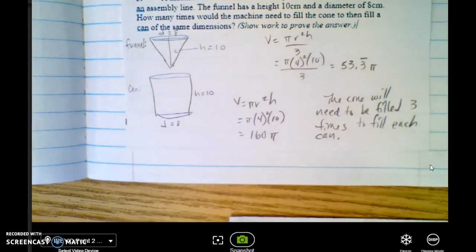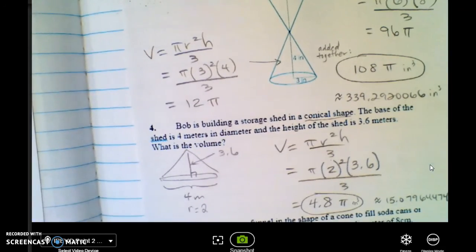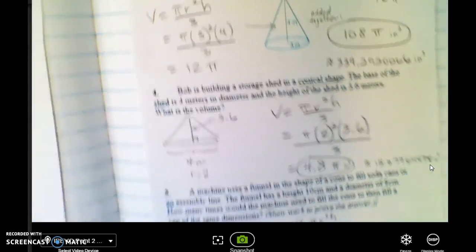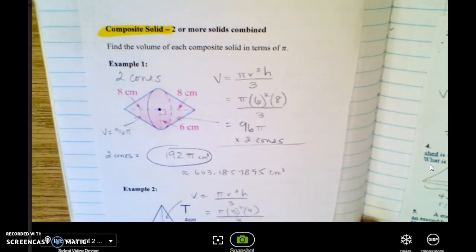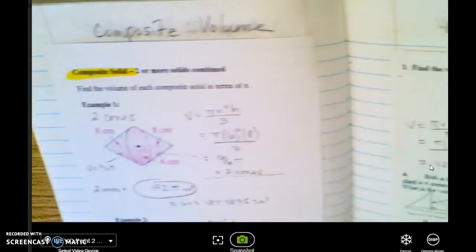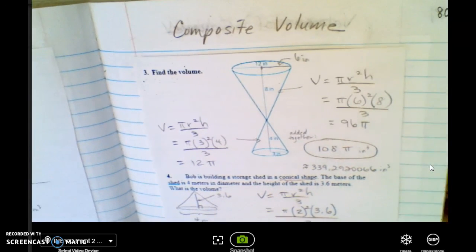Make sure that your note sheets get taped into your notebook. Remember, this lesson on composite volume goes on page 79 and page 80.